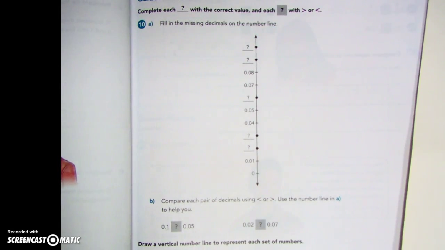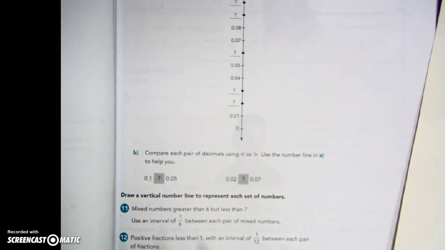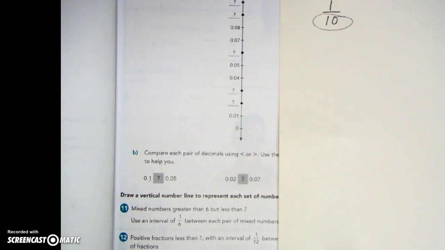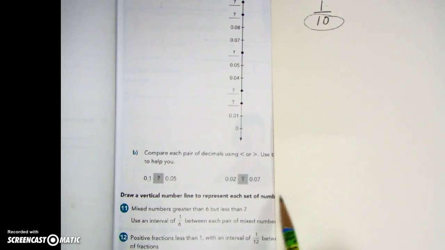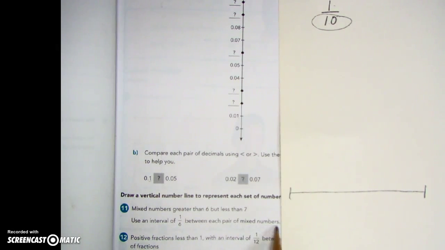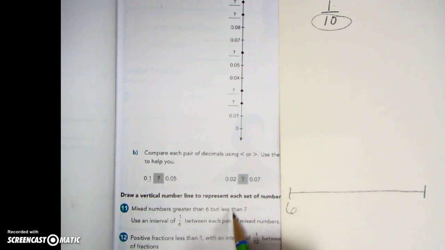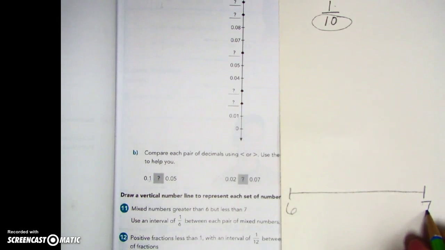Number 11, we're going to do mixed numbers greater than 6 but less than 7. So this is the point I want to point out to you if you're looking at your book with me. It's telling you right here how to put your number line in. So it's saying draw a number line that you're going to do on your paper, and it's saying use an interval of 1/6 between each pair of mixed numbers. So it's saying numbers greater than 6 but less than 7. So we know we need to go between 6 and 7 and draw our number line there.